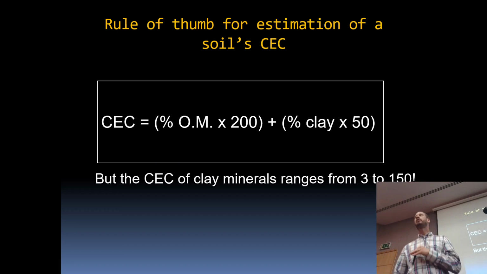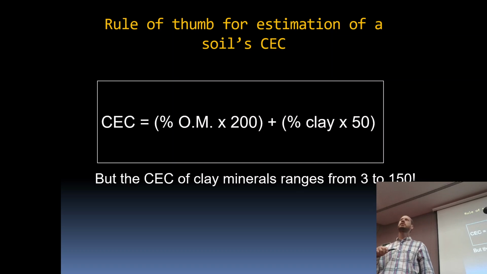So as a rule of thumb, you can roughly estimate your cation exchange capacity based on organic matter and clay content. Organic matter times 200 plus clay times 50. So it's averaging, assuming that the type of clay you have has 50.